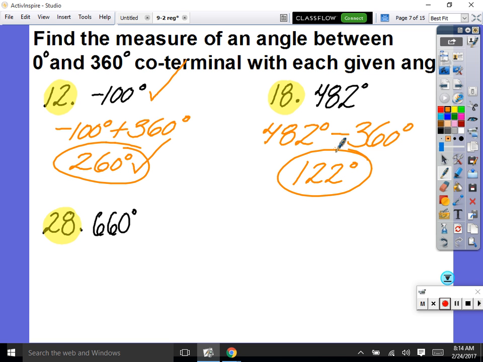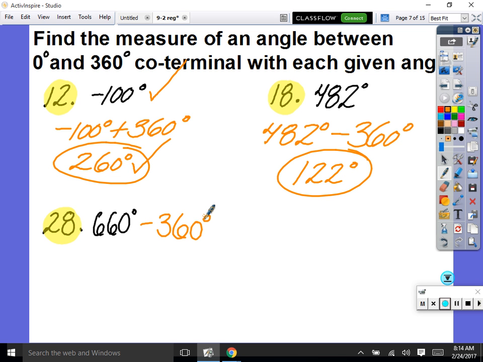So 660, we're doing 28. If I said to you, find the measure of an angle between 0 and 360 coterminal, so falling in the same spot as this, we could go ahead and, we're going to go down, right? We want to get smaller. So let's subtract 360. And what do we get?